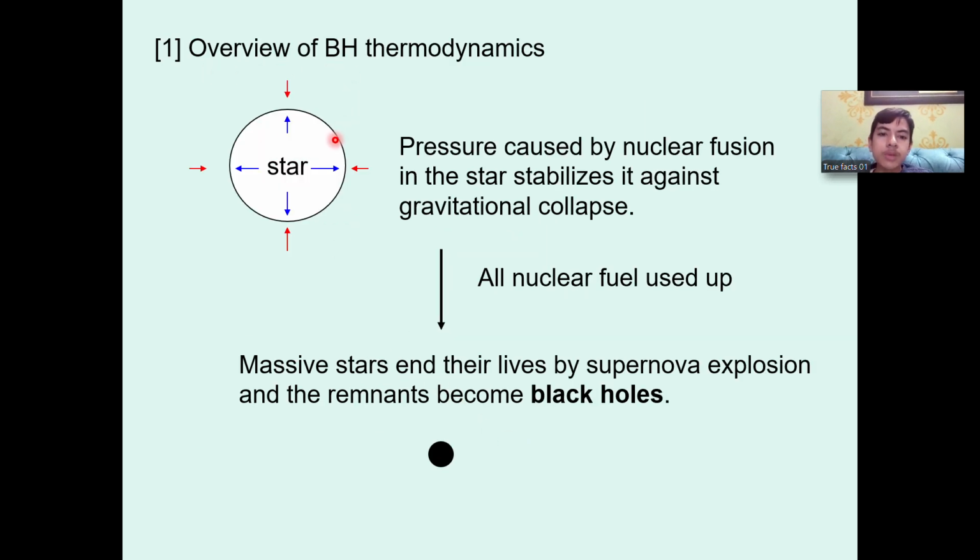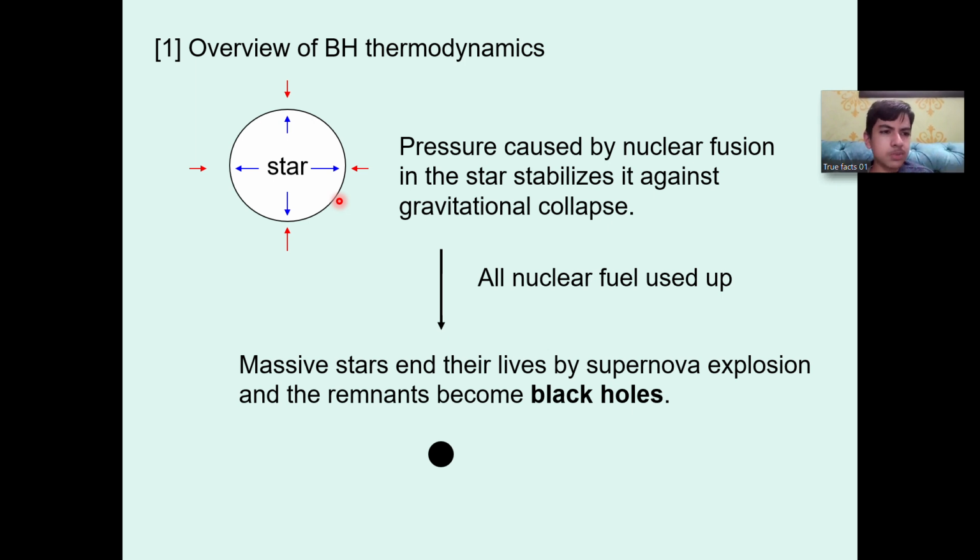So, overview of black hole thermodynamics. As you see, this is a star, and the pressure caused by nuclear fusion in the star stabilizes it against gravitational collapse. You see that the pressure is going both outwards and inwards. It's the collision of outward pressure and inward gravitational collapse. When all the nuclear fuel has been used up, massive stars end their lives in a supernova explosion, and the remnants become a black hole.